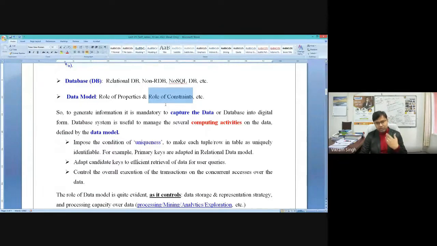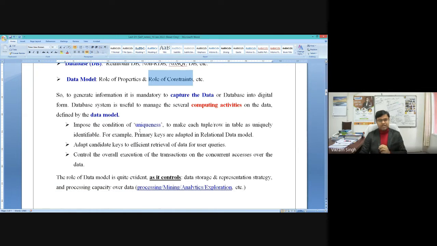Similarly, in other data models also, if you take any database model, like it could be a hierarchical data model, it could be a network, it could be XML, any database will be based on some data model, right? So the data model precisely defines conditions which will be applied on the data objects in the future, right?